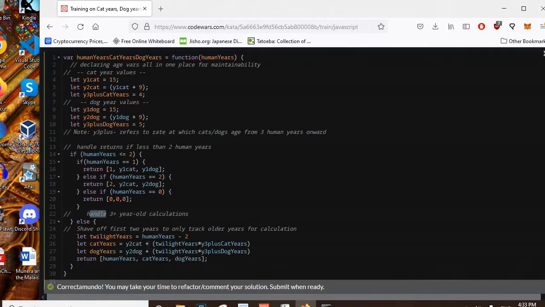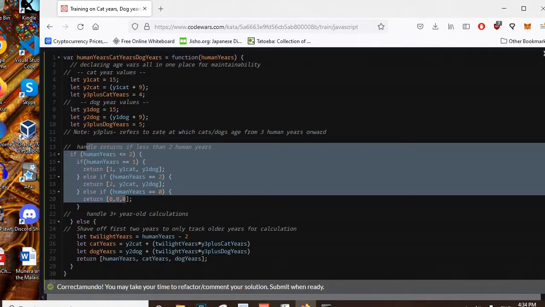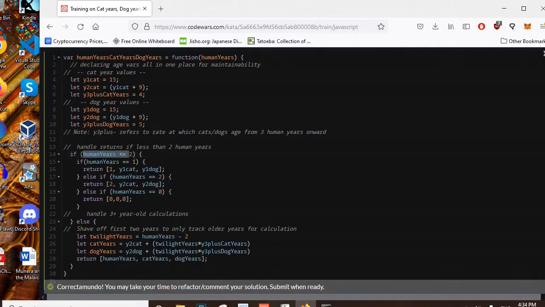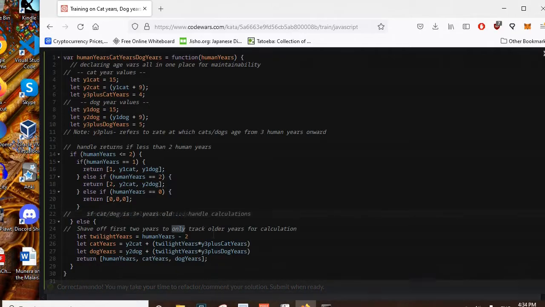This is the 3+ calculations down here. This up here is less than 2 human years. So I'm explaining what's going on in the key conditionals, and else doesn't have anything for it, so that's why I want to have this comment just above it. It's like, wait, what case is else dealing with here? It's dealing with if the cat or dog. Yeah, so I'm satisfied with that. And then again, the return is human years, cat years, dog years, as was the request from the instructions.